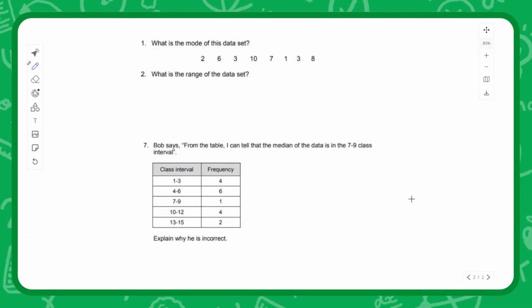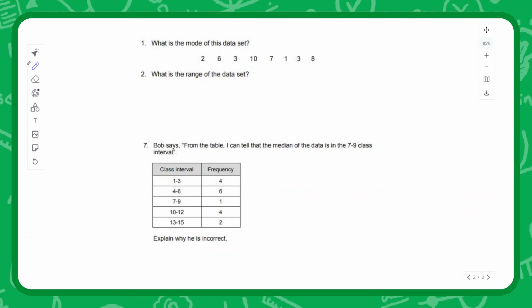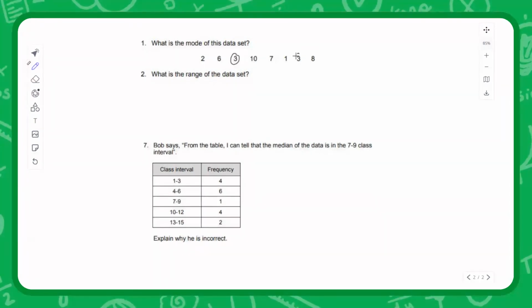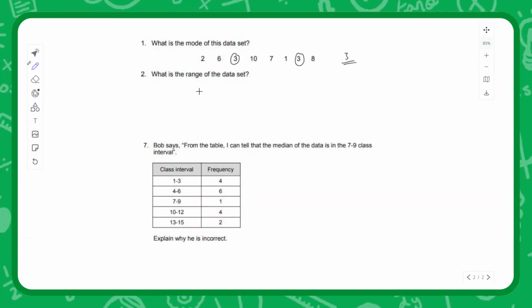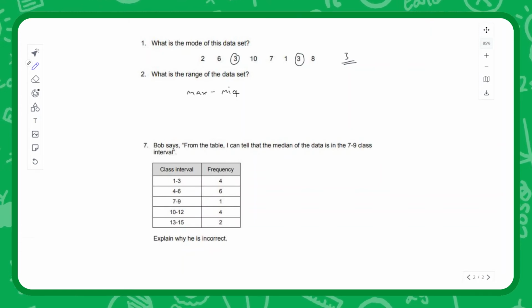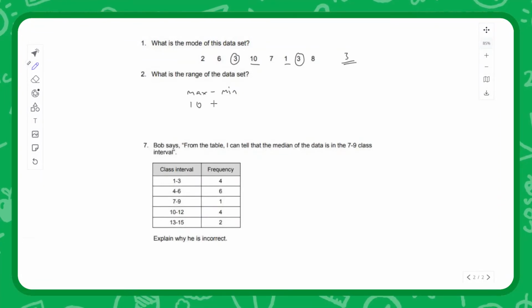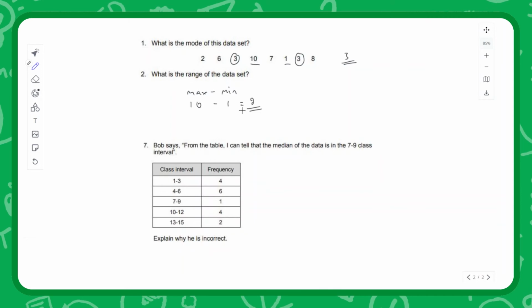Let's look at some exam style questions. What is the mode of this data set? Well, the mode, again, is the most occurring number. In this case, we've got a 3 here and a 3 here, and so I know my mode is going to be 3. The range of the data set, again, is the maximum minus the minimum. In this case, it's going to be 10 minus 1. 10 minus 1 will give us 9. So 9 is our range.